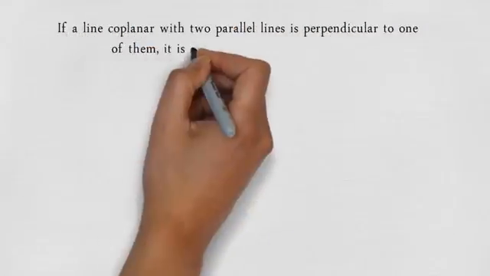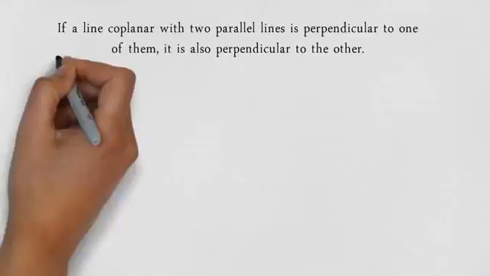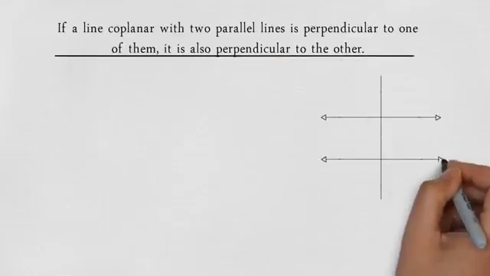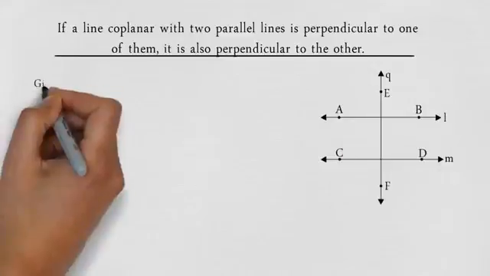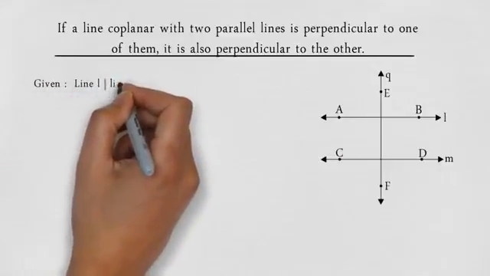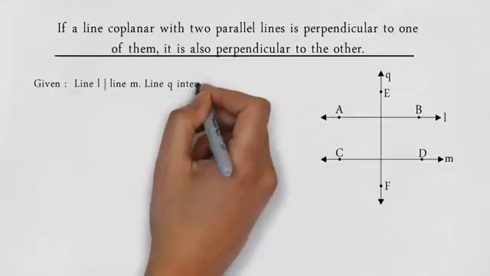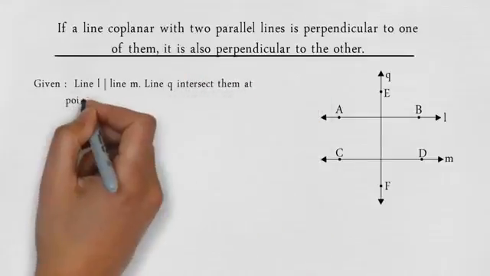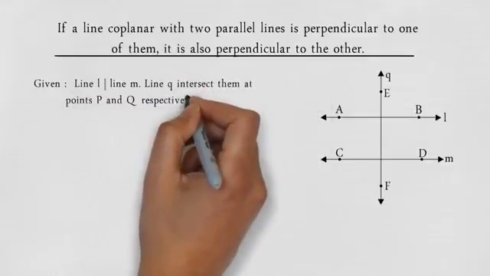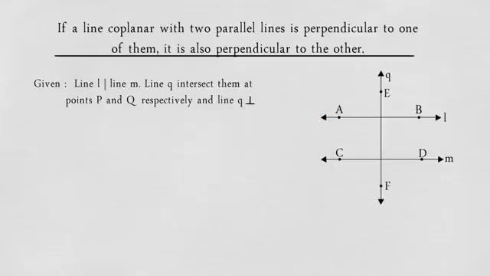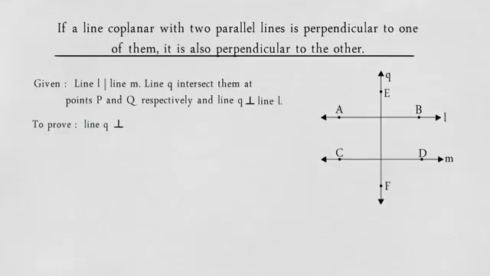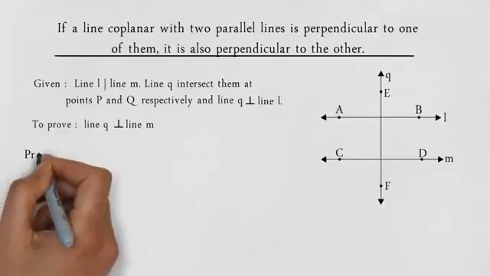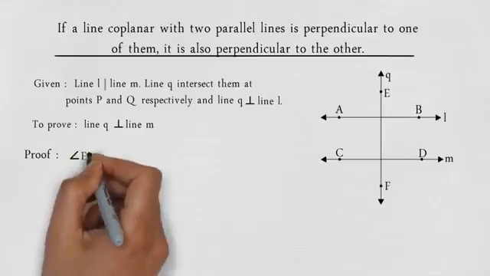Corollary 2. If a line coplanar with two parallel lines is perpendicular to one of them, it is also perpendicular to the other. Given, line L is parallel to line M, line Q intersects them at points P and Q respectively, and line Q is perpendicular to line L. To prove, line Q is perpendicular to line M.